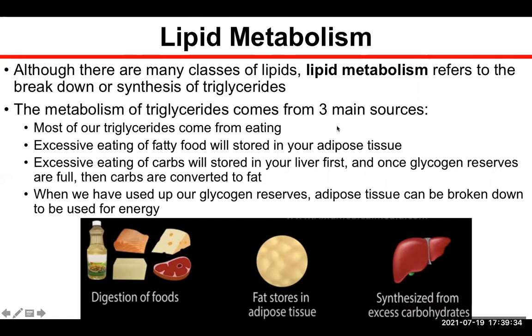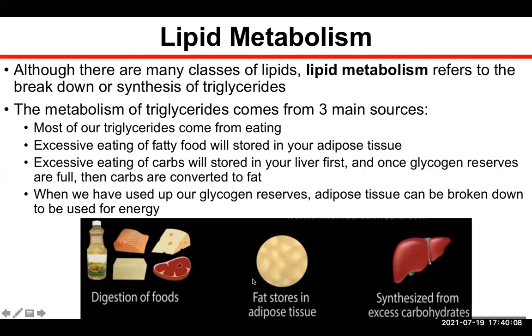The metabolism of triglycerides comes from three main sources. It's going to be mainly from the foods that we eat, but it's also going to be from our fat storages. Whenever we're eating fat and it's not being used, we're going to end up storing it in our adipose or fat tissue. Once we need these fat storages, they can get broken down, in what's called lipolysis, the breakdown of fat, and that will be used for energy.